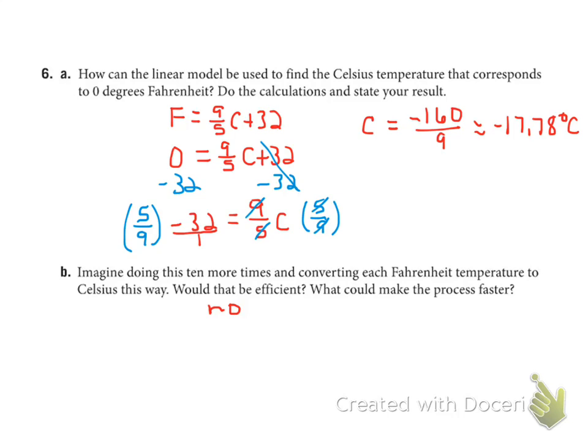So what might make it easier if we solve that equation the one time for C and then substitute in. Then we'd have everything on one side like we have with the F. Okay, so what could make the process easier? Solve the formula for C.